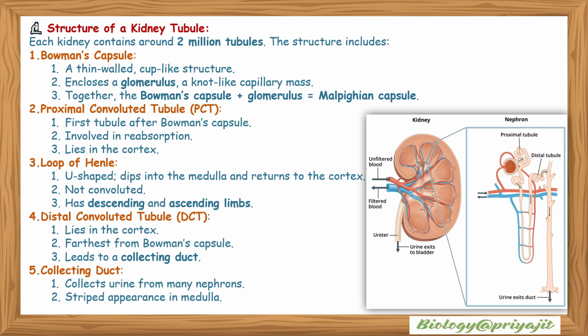Loop of Henle: it is a U-shaped structure. It dips into the medulla and returns to the cortex. It is not convoluted. It has descending and ascending limbs. Distal convoluted tubule: it lies in the cortex. It is furthest from Bowman's capsule. It leads to a collecting duct. Collecting duct: it collects urine from many nephrons. It has a striped appearance in the medulla.